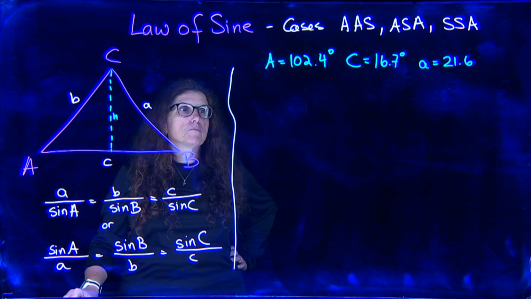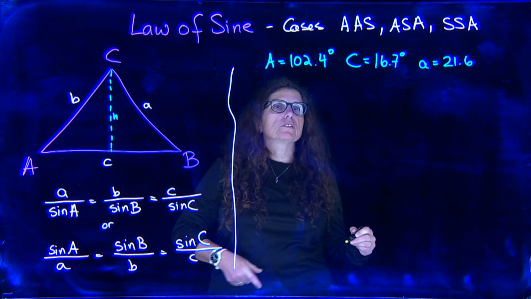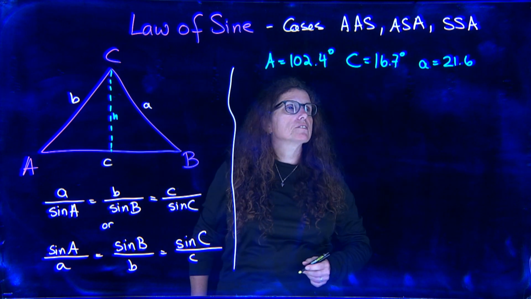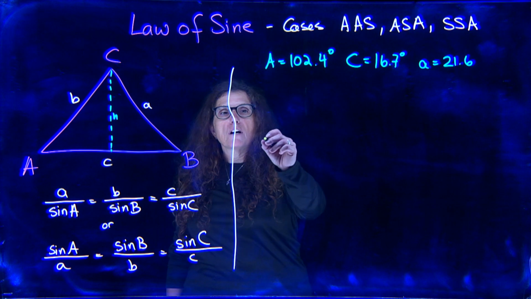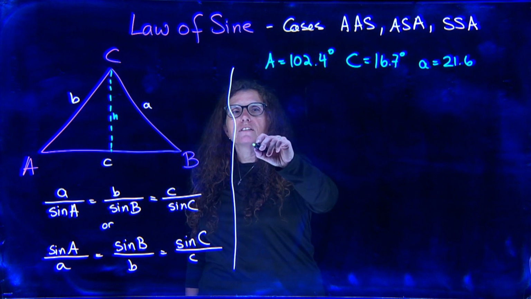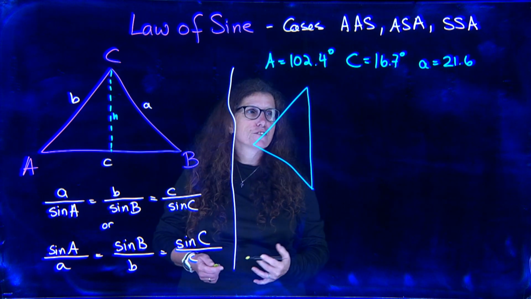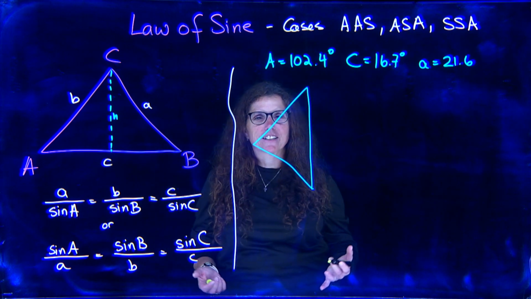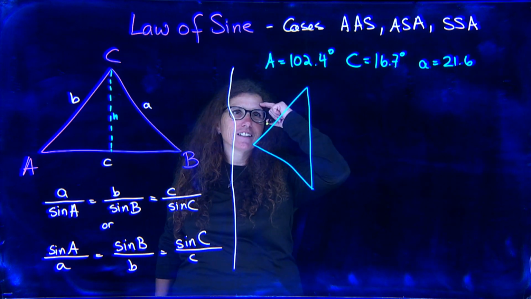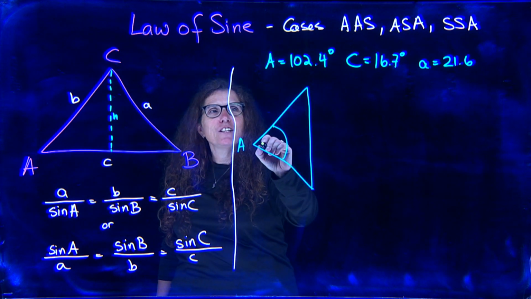So let's do a problem here. The angle A is 102.4 degrees, angle C is 16.7 degrees, and side a is 21.6. It's always a good idea to draw a picture. Okay, it doesn't, of course, have to be to scale, but I was trying to get a 102 degree angle. Well, that didn't work so well. But let's make this A.